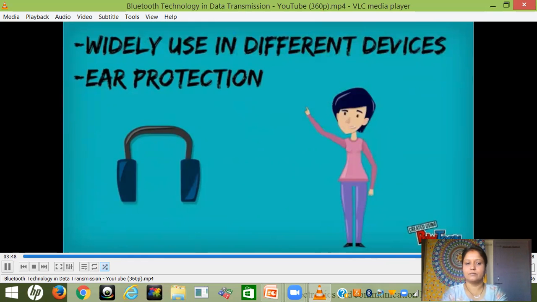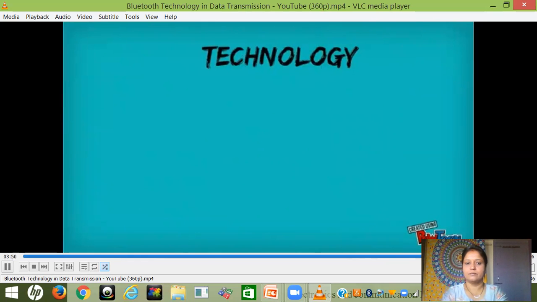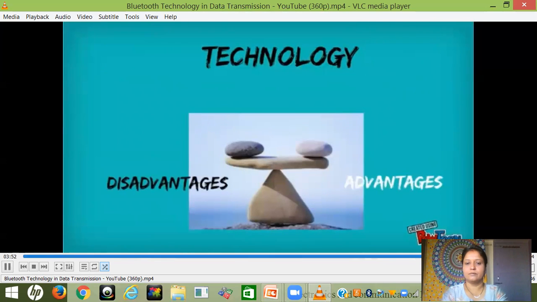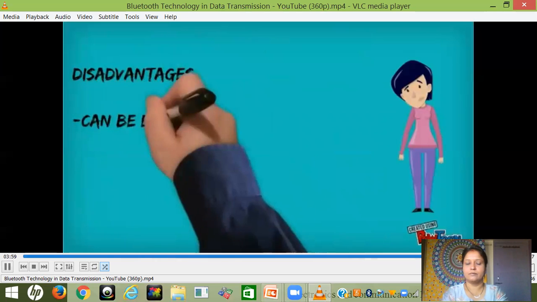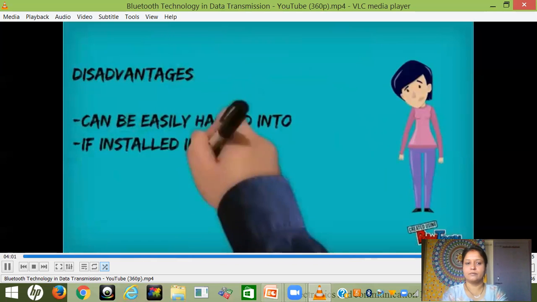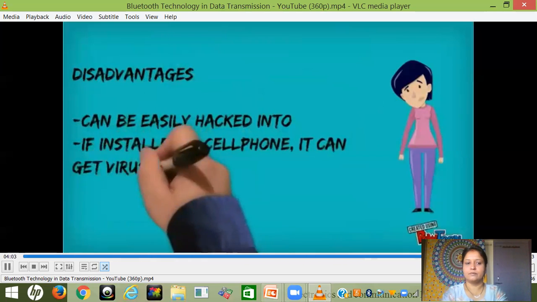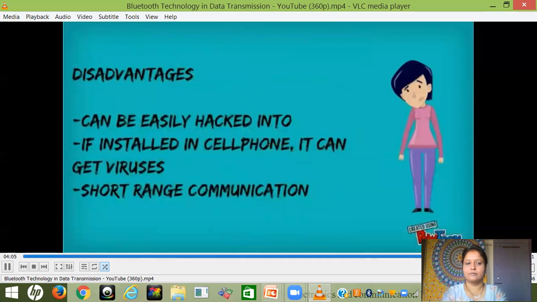No matter how good or latest the technology is, there are always disadvantages. So is Bluetooth technology. These are the disadvantages. It can be easily hacked into by anyone. If the Bluetooth is installed in a cell phone, then the cell phone is most likely to get viruses. Bluetooth only allows short-range communication between devices.